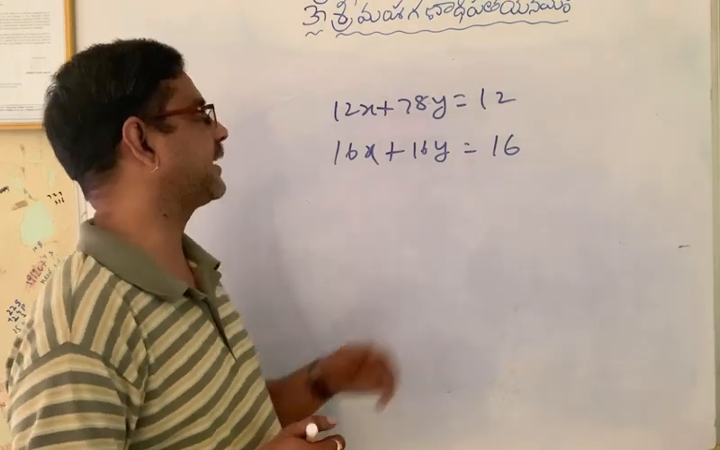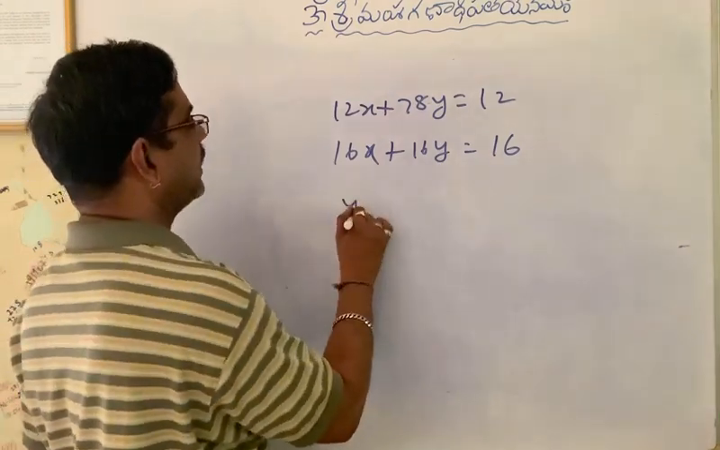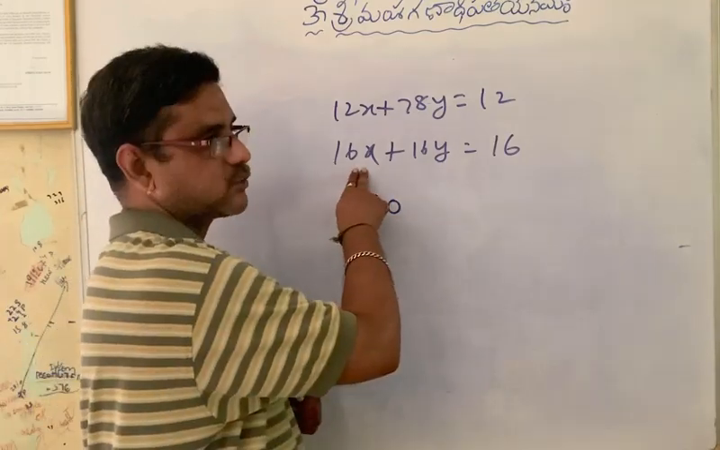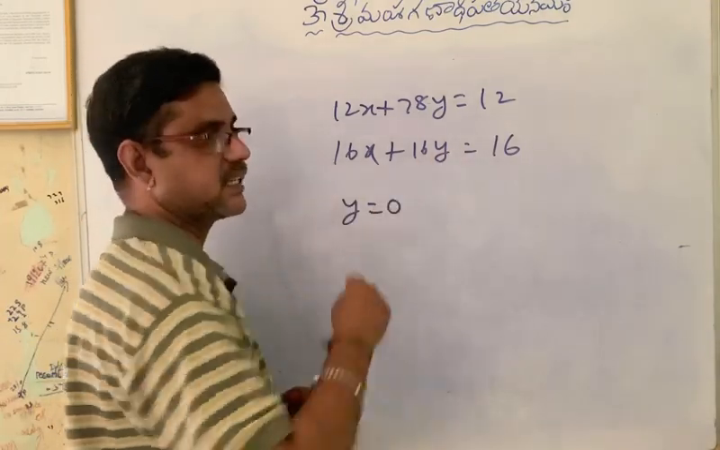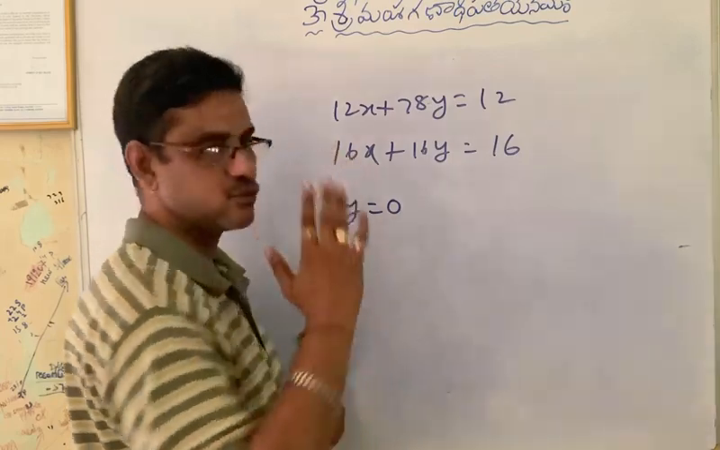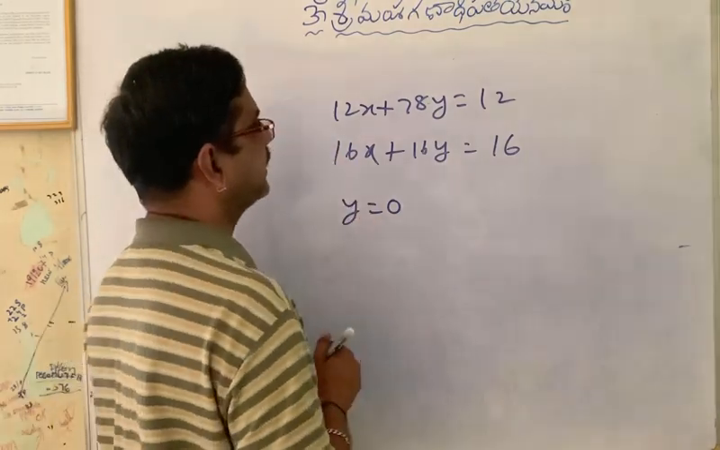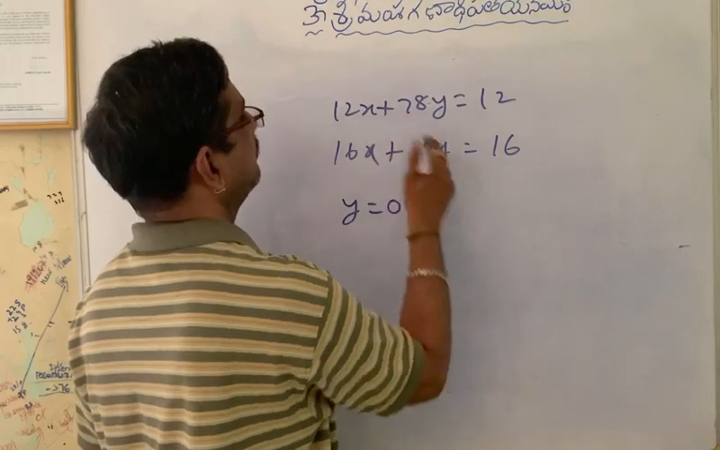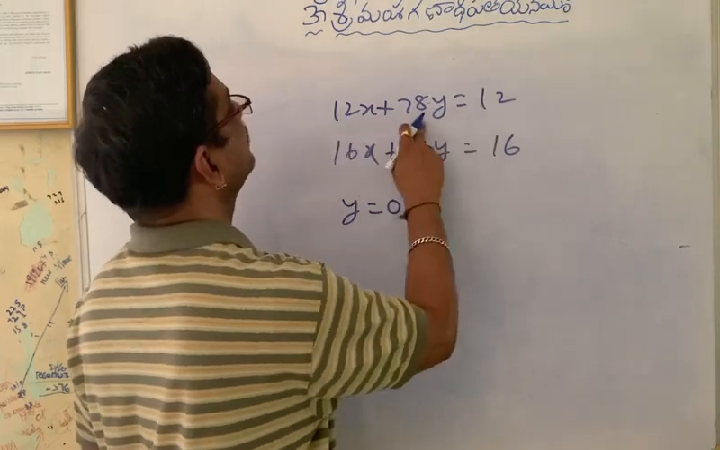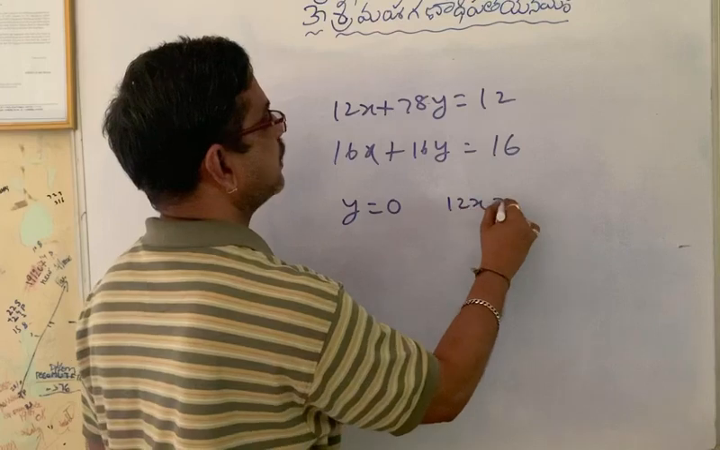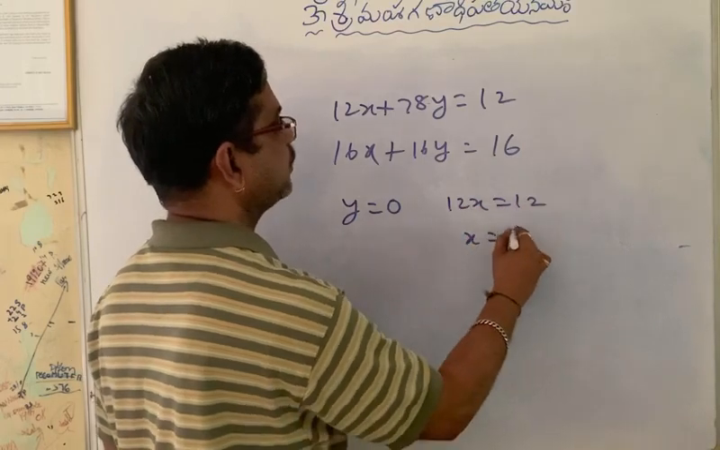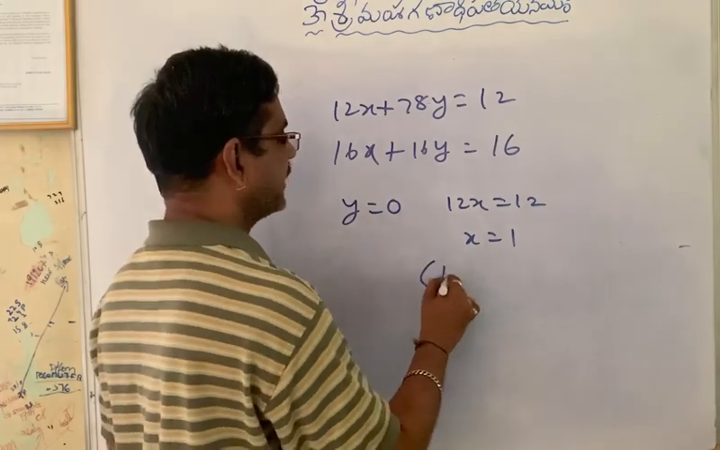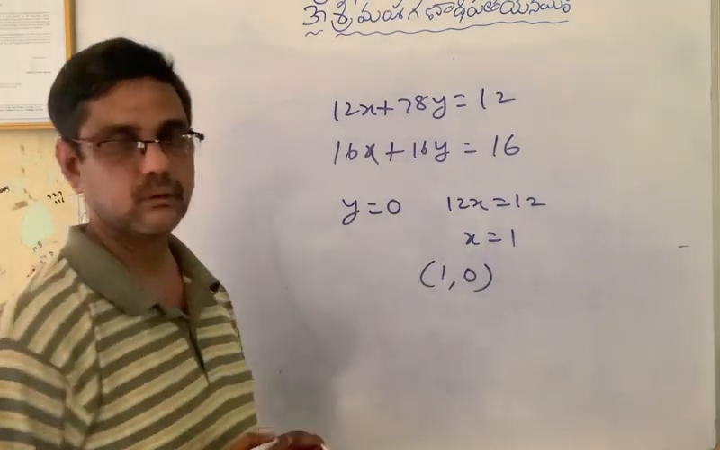Since these two ratios are equal, we can immediately put the y coordinate as 0. Then how to find the x coordinate? Since y is 0, in the first equation we get 12x is equal to 12, x is equal to 1. So the common solution is 1, 0.